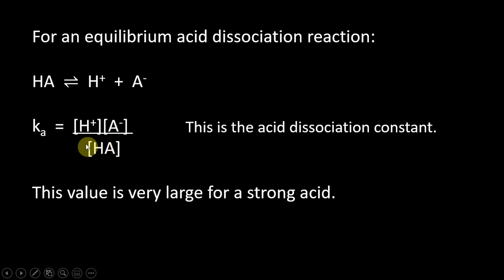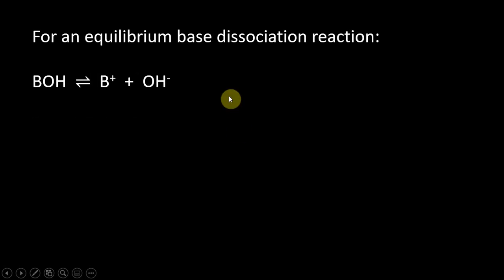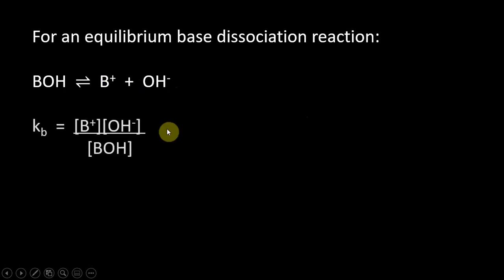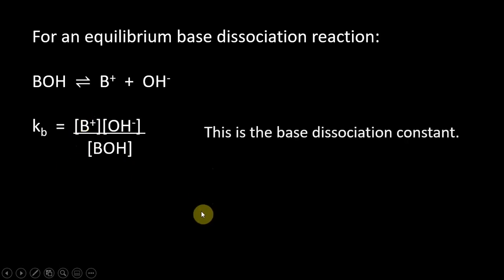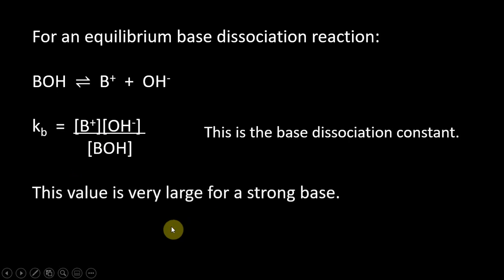Because in a strong acid, this concentration is 0 because all of the acid is dissociated into its ions. So with this being a 0, that gets you an infinitely large number. So we just say that the value is very large for strong acids. For an equilibrium base dissociation reaction, it looks like this. The Kb value, or the equilibrium base constant, looks like this. And again, for very strong bases, we have a very large Kb value.